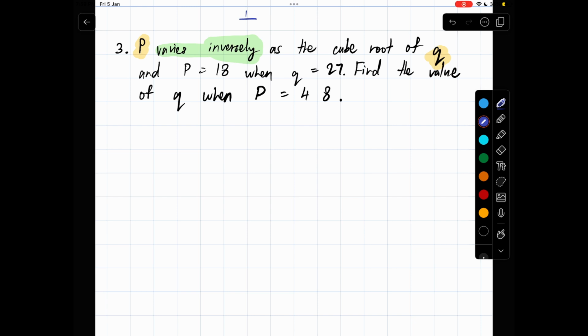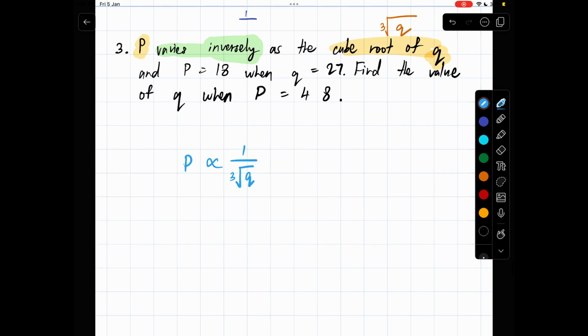Now, once we have gotten that bit out of the way, let's continue. P varies inversely, so we have to put 1 over, and it's given as cube root of q. Cube root of q refers to 3, the root, and q. Make sure you write down the operators inside the variation form itself. Cube root of q.